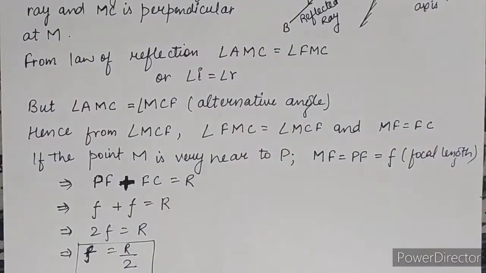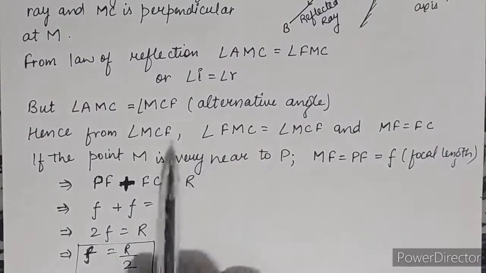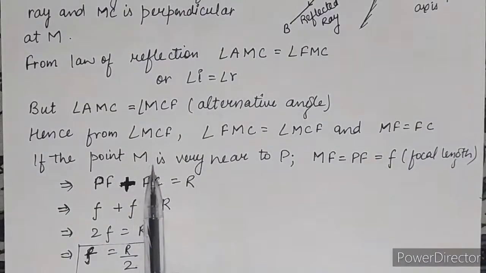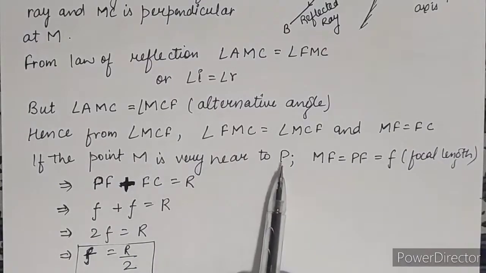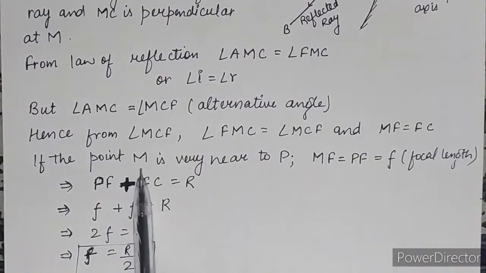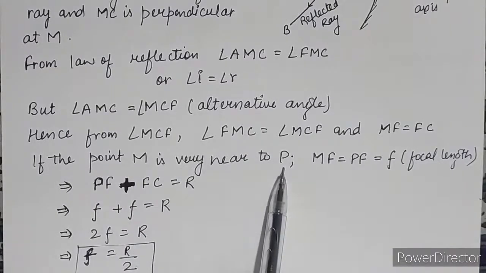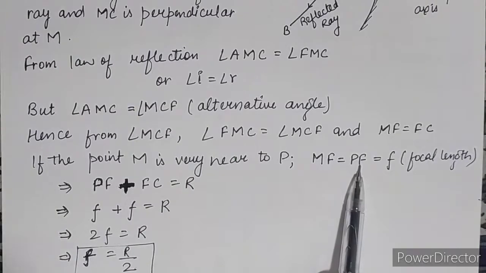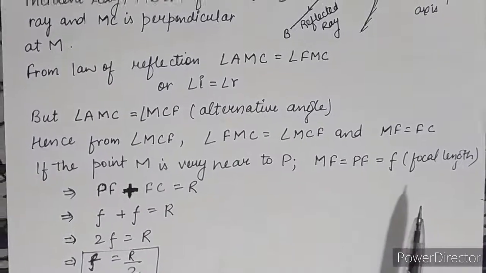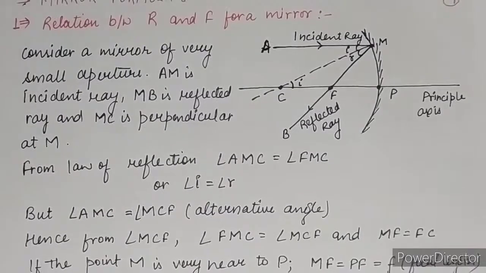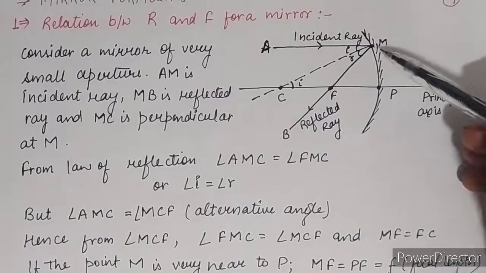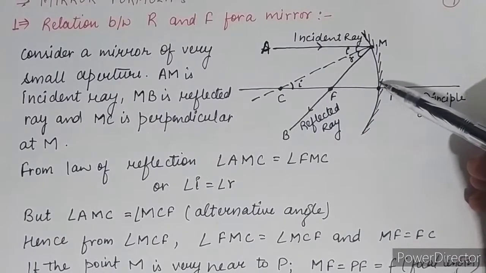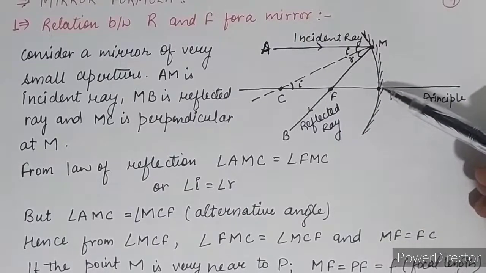Clear beta? I am again repeating what we have done. I think up to here you have been able to understand. Now we have taken one consideration that the point M is very much near to the pole. Okay, meaning the incidence point is very much near to the pole point. Then we can say that MF is equal to PF. Okay, from here beta, I am just telling you from this diagram. As I am telling you, the point of incidence M is very much near to the point P. Suppose it is approximately here, very much close to the point P. The consideration we have taken.